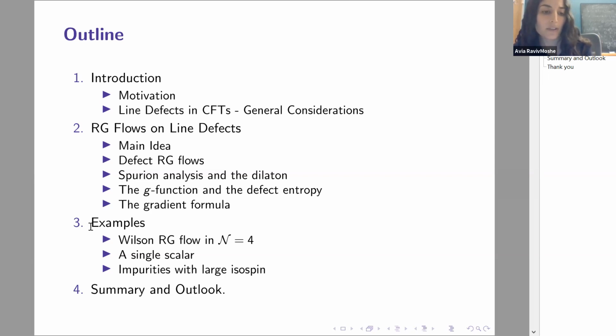Then in the third part of the talk, I will give a few examples. I will give the example of a Wilson line RG flow in N=4 super Yang-Mills, an example of a single scalar field, and models of impurities with large isospin. And then we conclude.